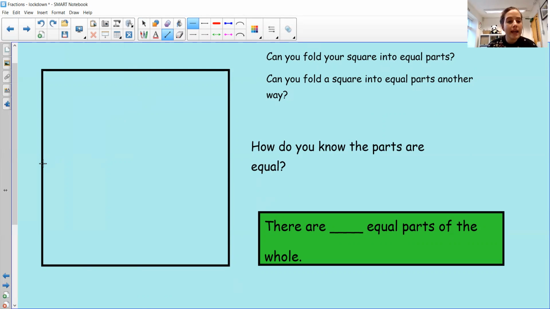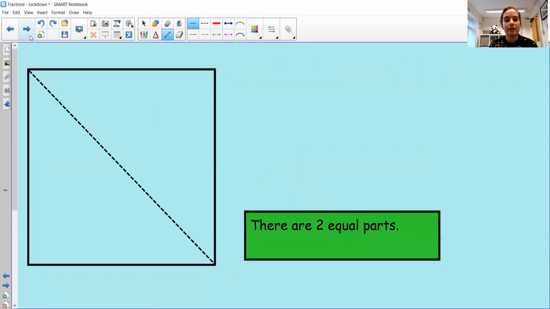Brilliant stuff. So you may have folded your square horizontally, like I've done here. Does anybody know another way that you could fold your squares? I've got two equal parts here. They're both the same amount. There are two equal parts of the whole. The whole is the whole square. It's both parts. It's the two parts together. Anybody else got another idea of how we could fold our square equally? Let's move on and see if you've guessed it. If you need to pause the video now, then please do so.